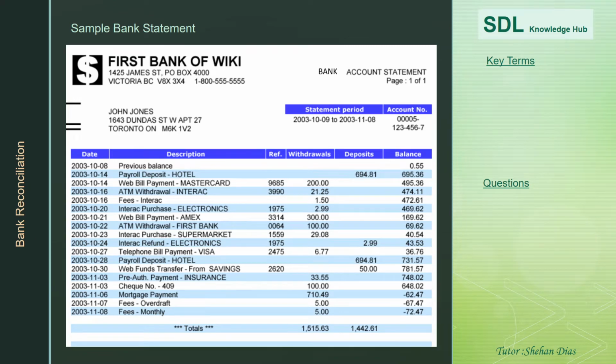Here you would see a sample bank statement, how the bank records transactions. Some banks state withdrawals and deposits, or some banks may use the headings of debit and credit. So, this is a general format or a sample for a bank statement.